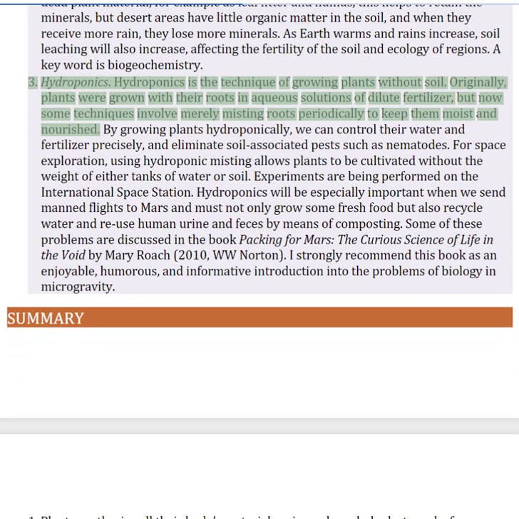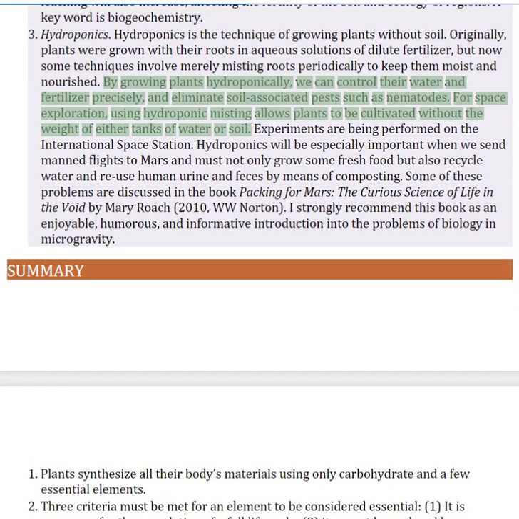3. Hydroponics. Hydroponics is the technique of growing plants without soil. Originally, plants were grown with their roots in aqueous solutions of dilute fertilizer, but now some techniques involve merely misting roots periodically to keep them moist and nourished. By growing plants hydroponically, we can control their water and fertilizer precisely, and eliminate soil-associated pests such as nematodes.